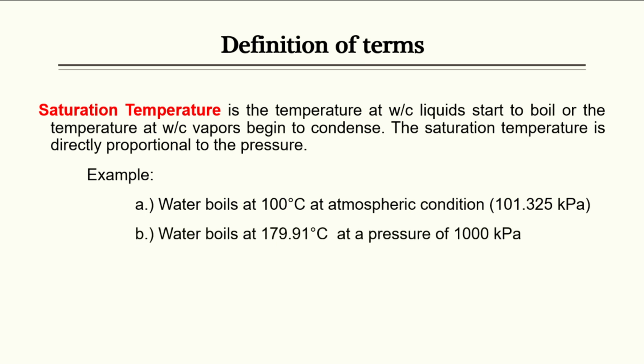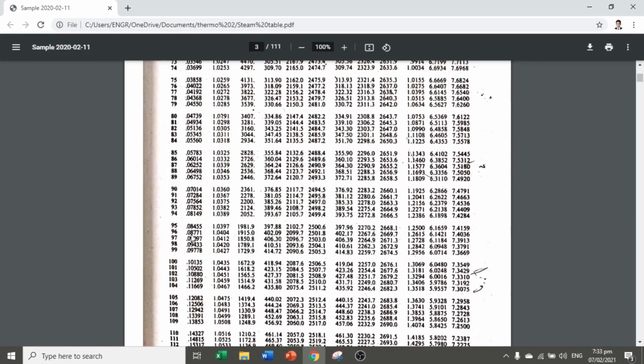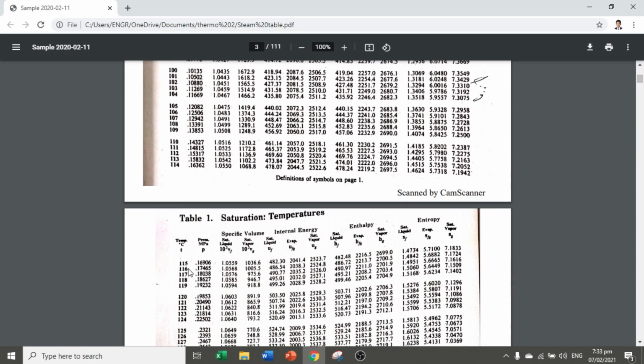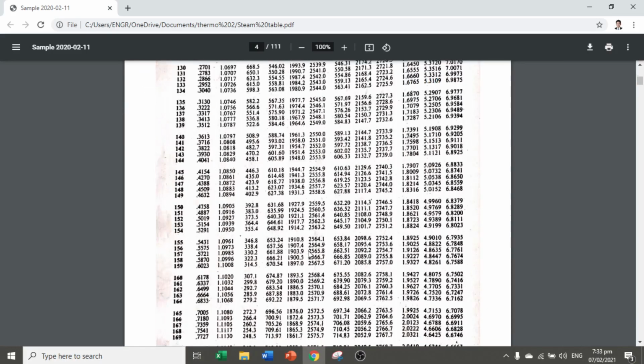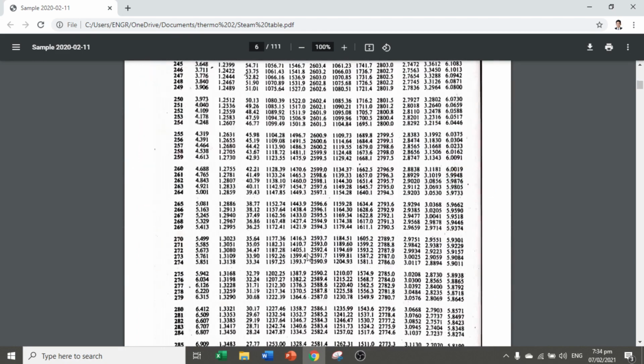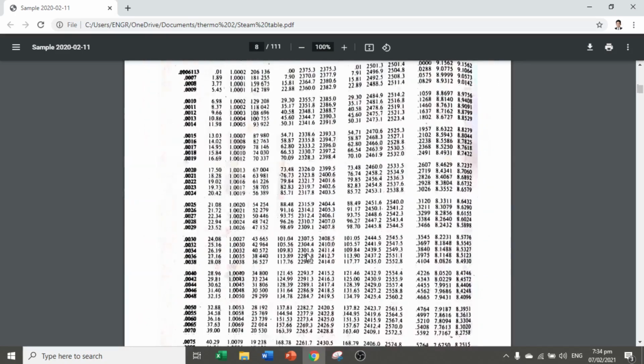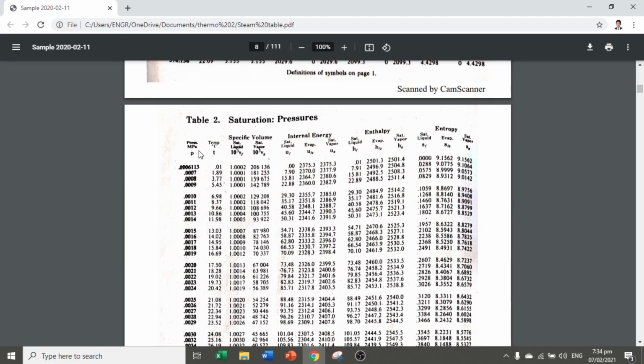Another example, water boils at 179.91 degrees Celsius at a pressure of 1,000 kilopascal. So, kapag magbabasa ka ng steam table, yung kukunin mong value is yung eksakto. So, yung temperature mo kasi dito is may butal, di ba? So, kapag tinignan mo kasi yung steam table, yung temperature natin, puro sakto lang. So, doon ka titingin sa pressure. So, 1,000 kilopascal. So, kapag pressure or saturation pressure, table 2 tayo. Okay? Table 2, ayan, saturation pressure.